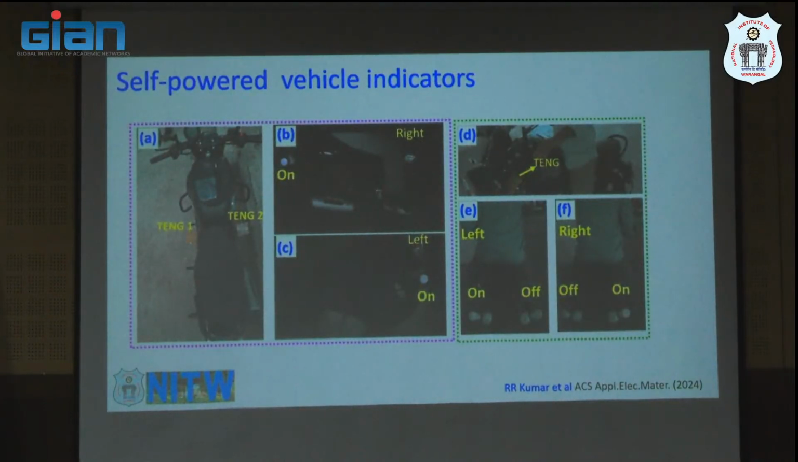This is an interesting application developed in our laboratory. What we have done is we have put TENG devices near the footrest, where you are going to change the gear and apply the brake. And we have put 2 more near the handle. So when you take a turn left or right, this TENG gets pressed and you get the automatic indication. You do not have any battery to tell that you are taking a turn.